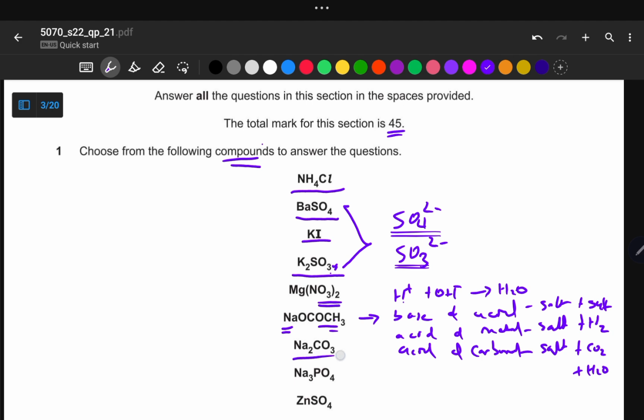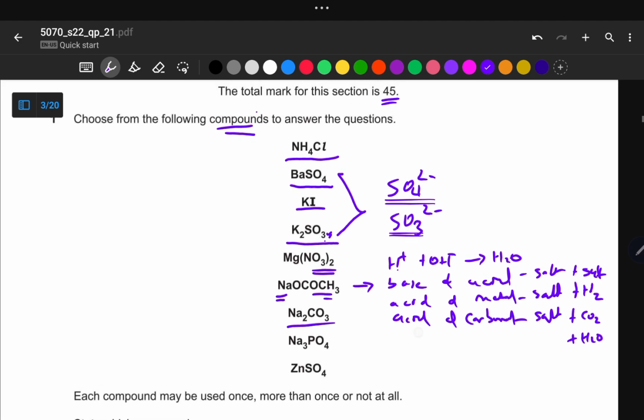And then we have sodium carbonate. For all the carbonates, you need to take note that all the carbonates are insoluble, except those of group 1 and ammonium, right? So the group 1 carbonates and the ammonium carbonates are the only ones which are soluble. All the other carbonates are insoluble in water, right? You should be able to understand that.